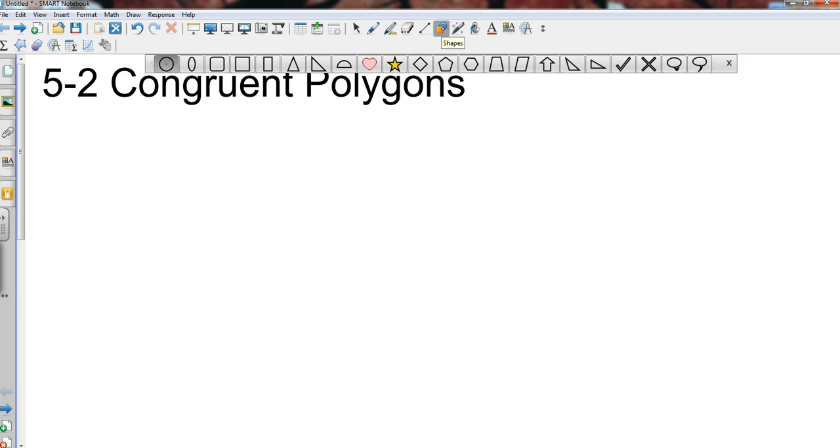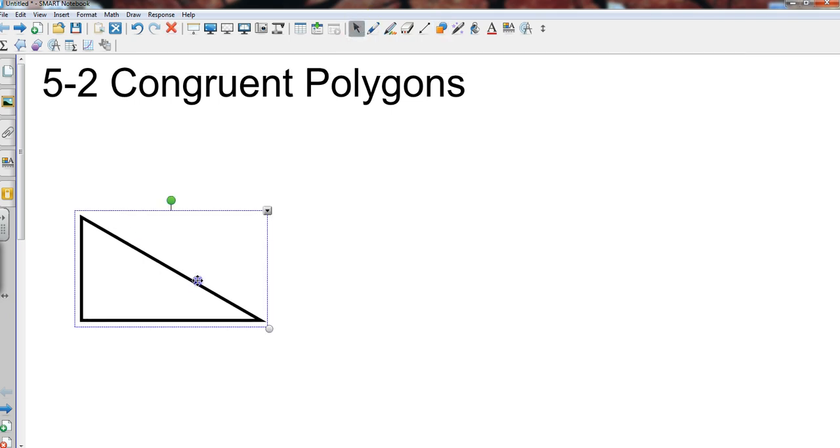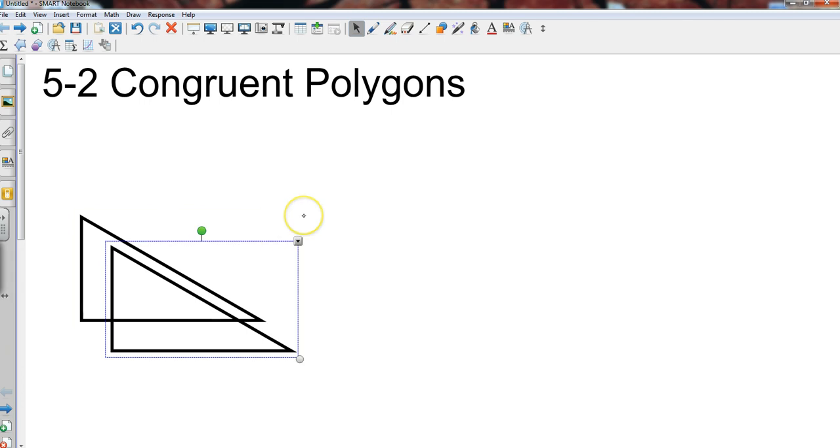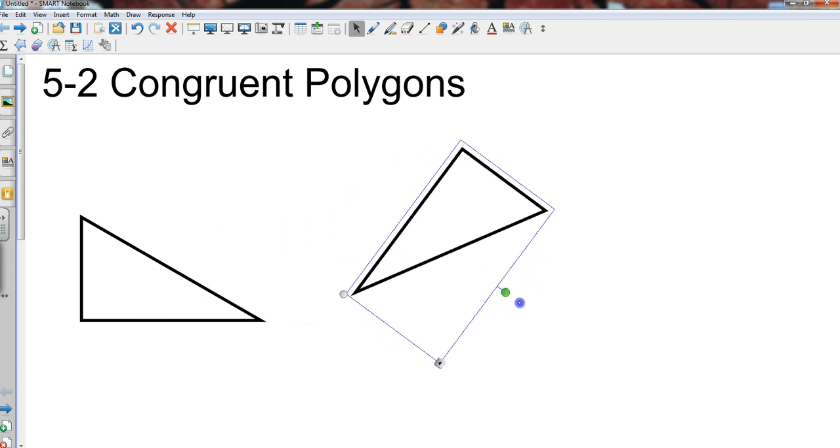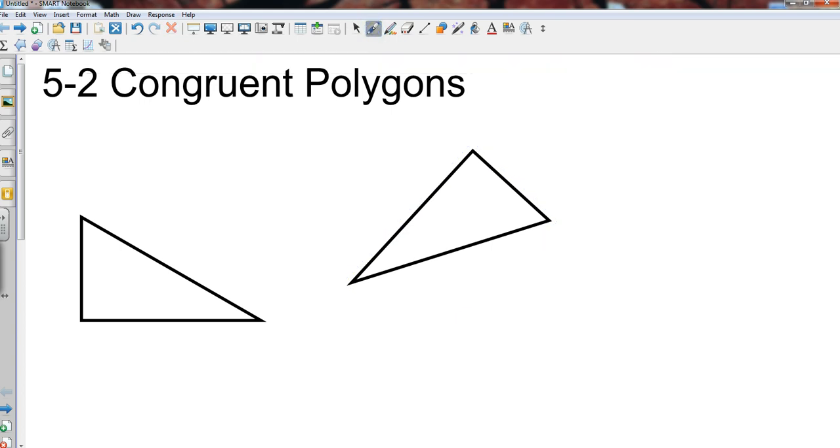Well, let's say we have these two triangles right here. And I'm going to go ahead and clone this one so I know it is exactly congruent. That way my lesson is accurate. And let's say I do that. And I'm going to label these A, B, C. And then I'm going to go D, E, F.